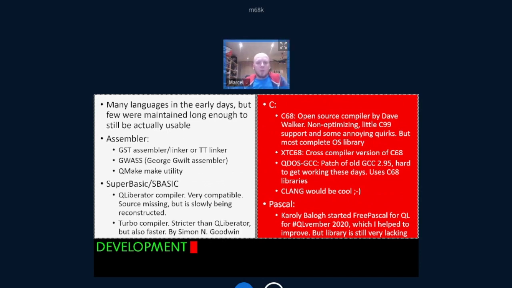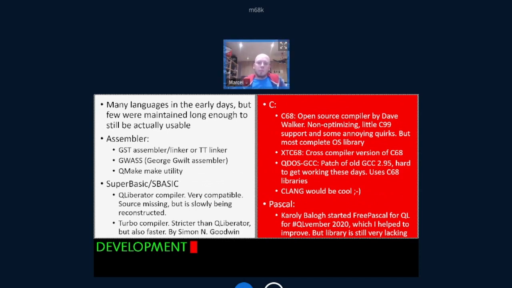For SuperBASIC, there were two main compilers, the QLiberator compiler, which was very forgiving with syntax and could integrate most of the BASIC extensions within the resulting executable, which was pretty cool. And the Turbo compiler, which was much faster, but also much more restricted with what you could do with it.